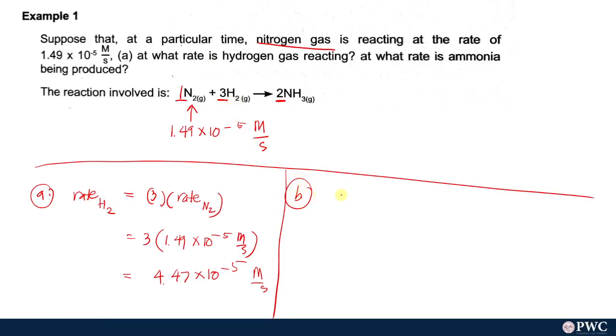We have the rate at which ammonia is being produced. So the rate of ammonia. If we look at the balanced chemical equation, the rate of ammonia compared to N2 is times 2, right? So that's 2 times compared to the rate of N2. Again, the rate of N2 is given, that's equal to 1.49 times 10 to the power of negative 5 molar per second.